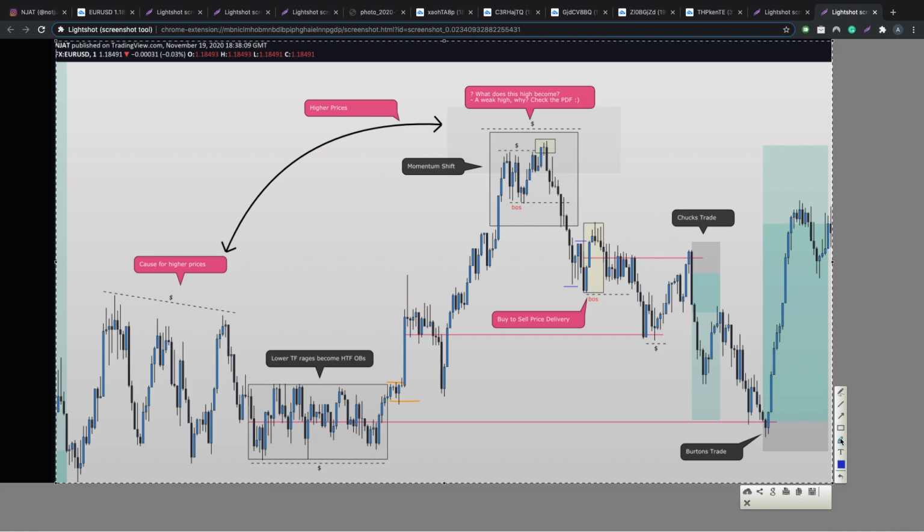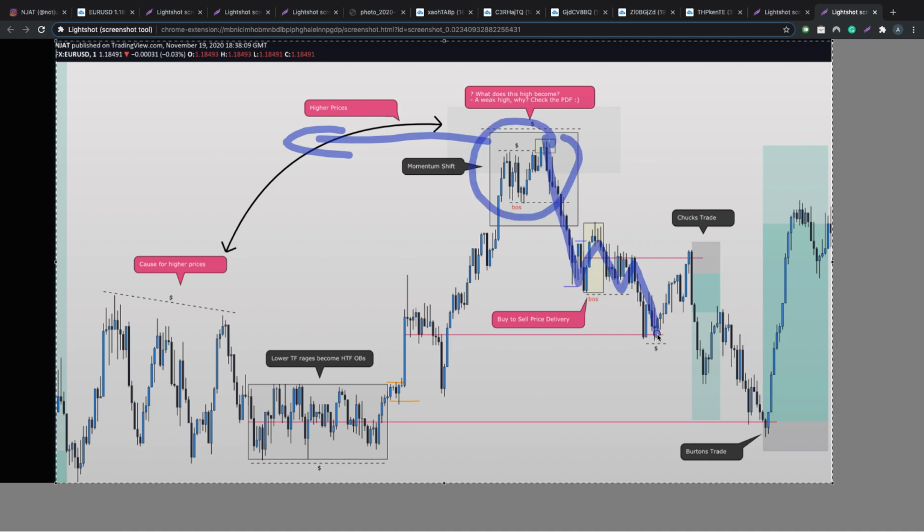This is me essentially trading the full picture, right? Higher time frame from this perspective, lower time frame from this perspective, and then following that continuation of that price delivery, following the intention of lower prices after this cause that was created.